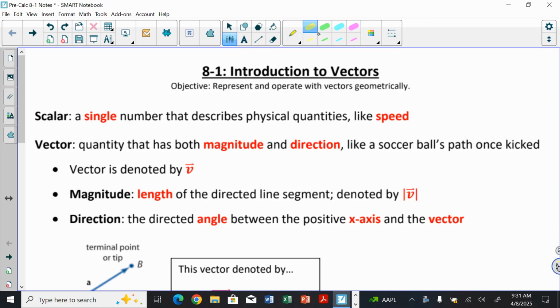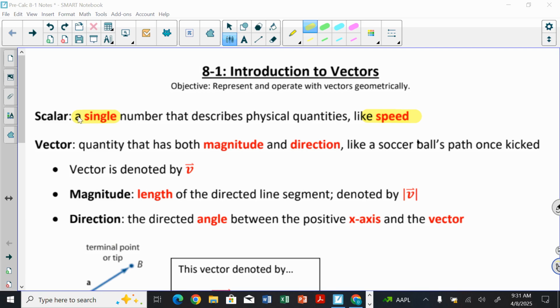But a scalar, we remember with scalar multiplication in matrices, you were just multiplying by a single number. So a scalar is a single number that describes a physical quantity. Sometimes it's like speed, like 15 miles per hour. It doesn't have anything else. It just has one single attribute to it, okay?